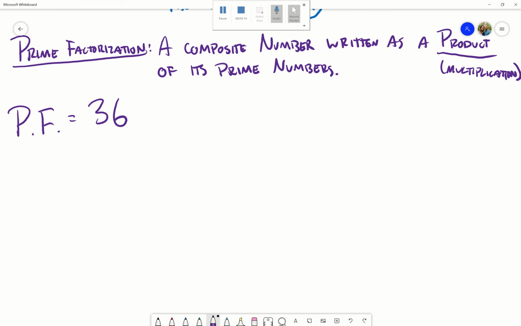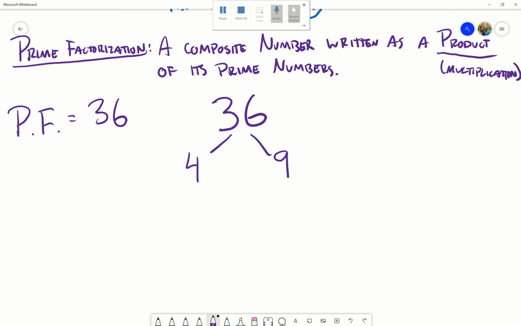So I'm going to write out 36 right here. And I'm going to say, all right, what are two numbers that multiply together to get to 36? We could say one example of that would be 4 and 9. All right, 4 times 9 equals 36. So we broke down 36 into two of its factors, 4 and 9.